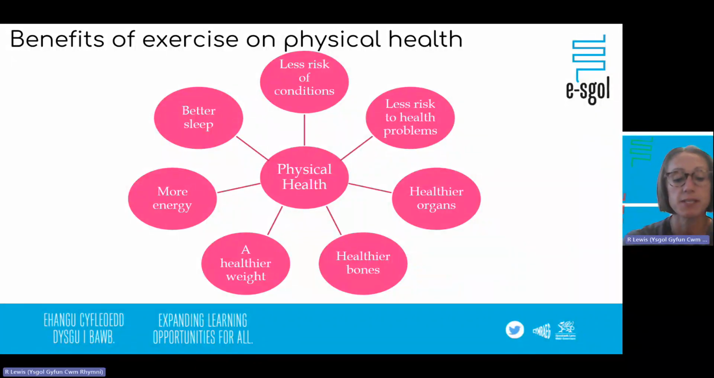The benefits of exercise on physical health, okay. Obviously, if this question was to arise, it would perhaps state a life stage in terms of, is this an adolescent, is this for an adult, or is it for later adulthood? But in general, I think these are appropriate benefits of exercise on our physical health. So there's less risk of obviously developing long-term conditions. There's less risk of health problems.